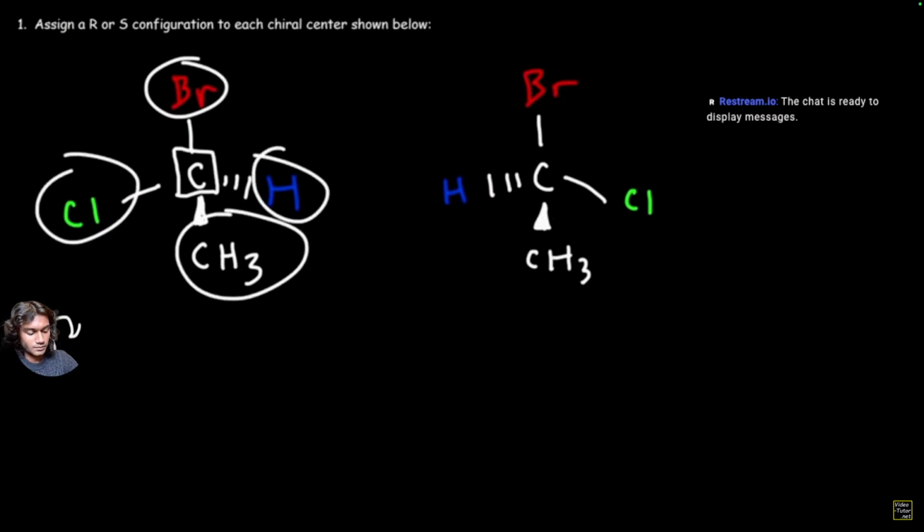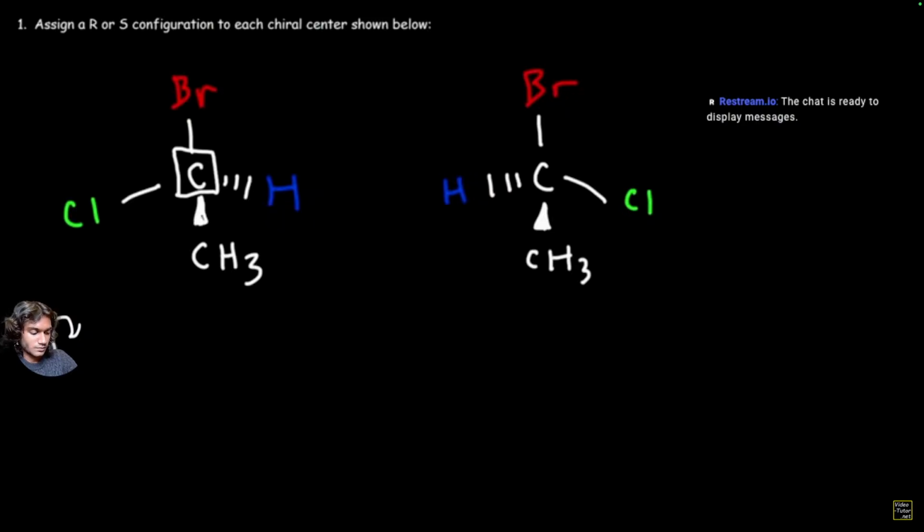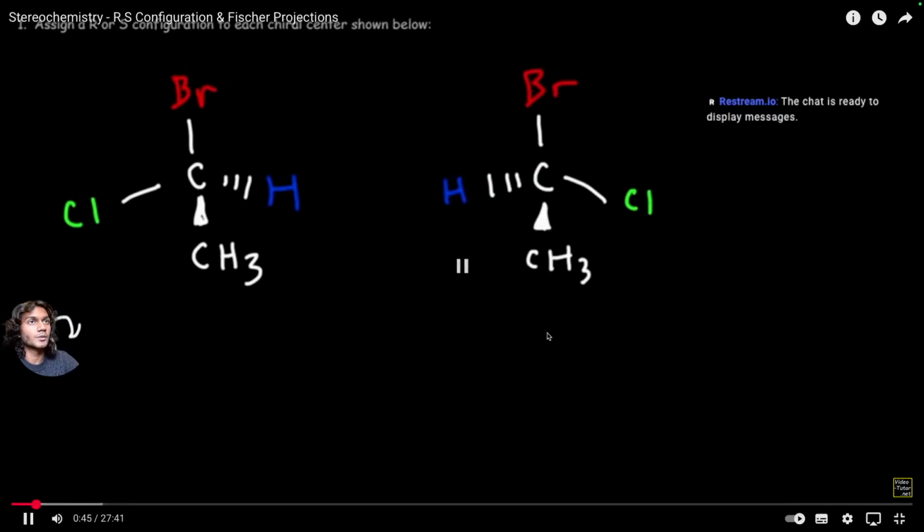Now, in order to assign that chiral center an RS configuration, we need to rank those four groups using the Cahn-Ingold-Prelog process. Using the Cahn-Ingold-Prelog process, okay.